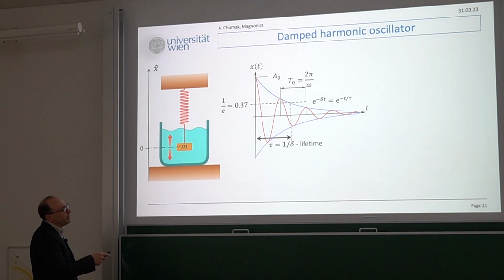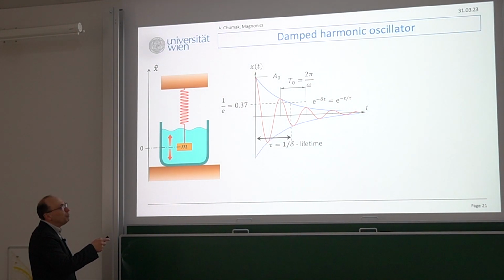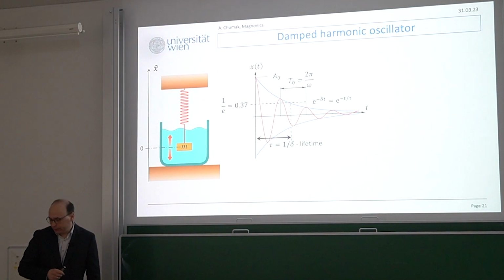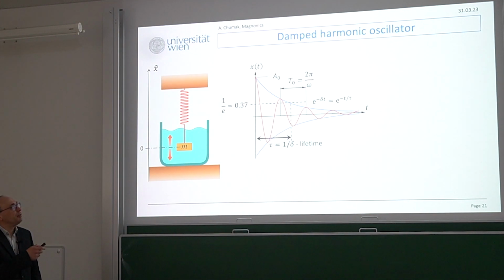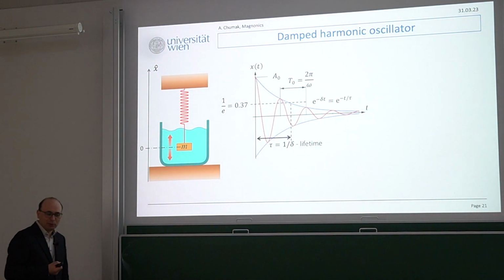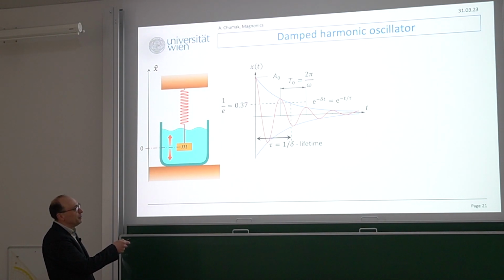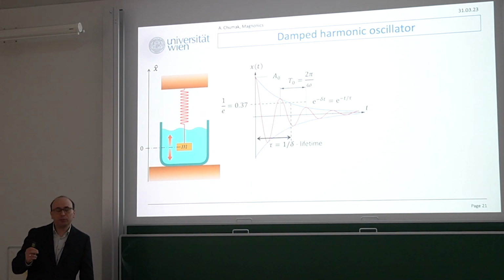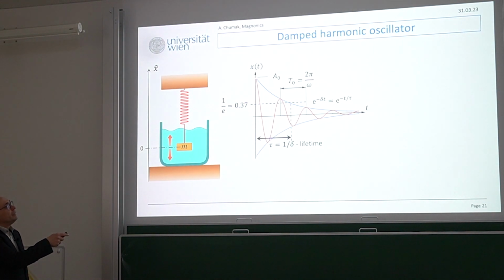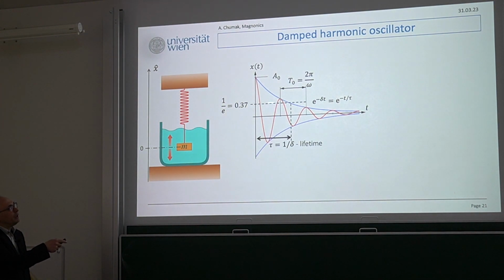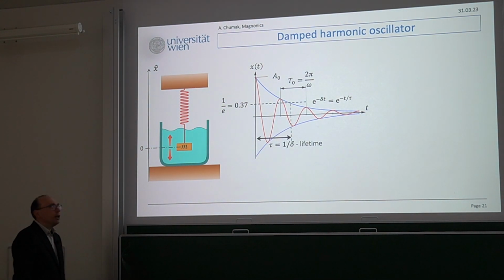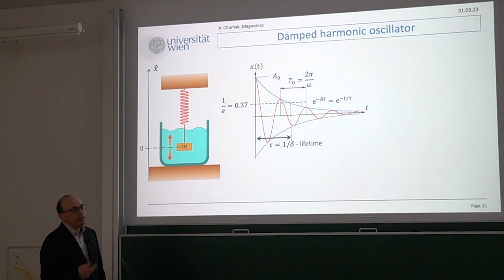Lifetime tau, it's a time during which the amplitude of your oscillator decreases. Please do not mix up with intensity, because in experiment pretty often we measure intensity in the majority of cases, and for intensity everything should be squared. So intensity is amplitude squared. But then lifetime will be different. In the majority of cases, lifetime is defined particularly for amplitude. And then when amplitude decreases from its maximal value down to 1 over e, so 0.37, this is our lifetime.